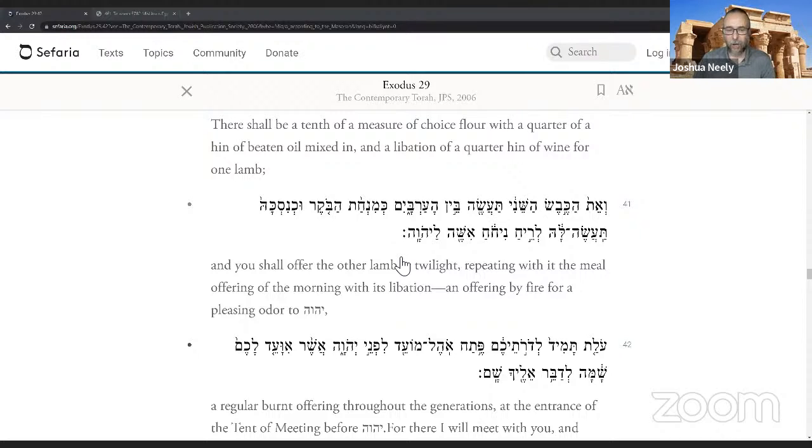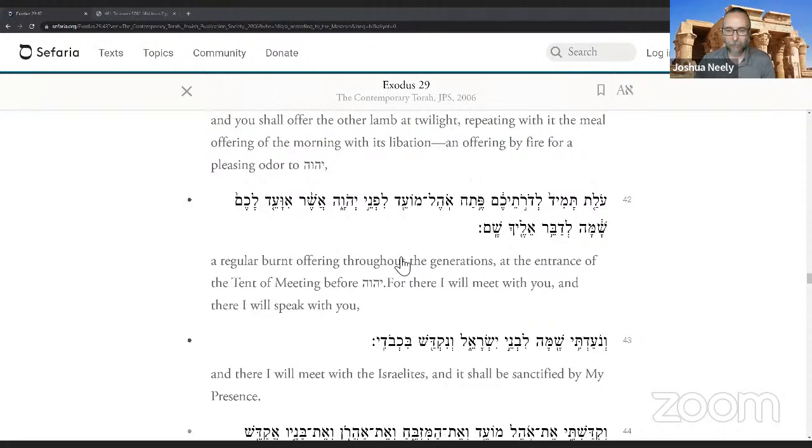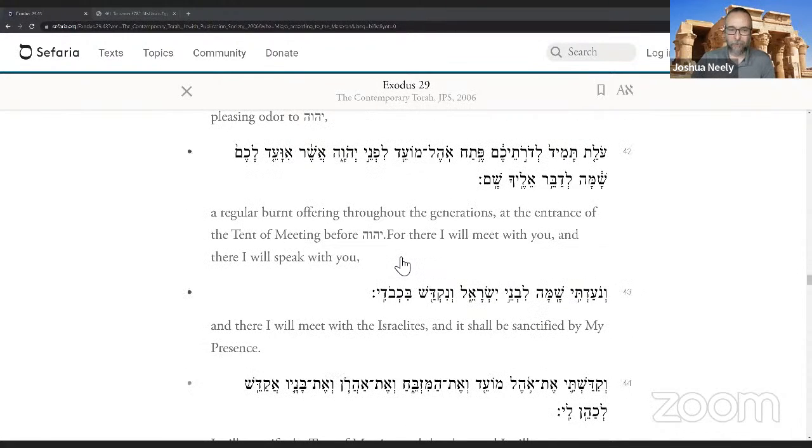And you shall offer the other lamb at twilight, repeating it with the meal offering of the morning with its libation, an offering by fire for a pleasing odor to Adonai. A regular burnt offering throughout the generations at the entrance of the tent of meeting before Adonai. For there I will meet with you, and there I will speak with you, and there I will meet with the Israelites, and it shall be sanctified by my presence.